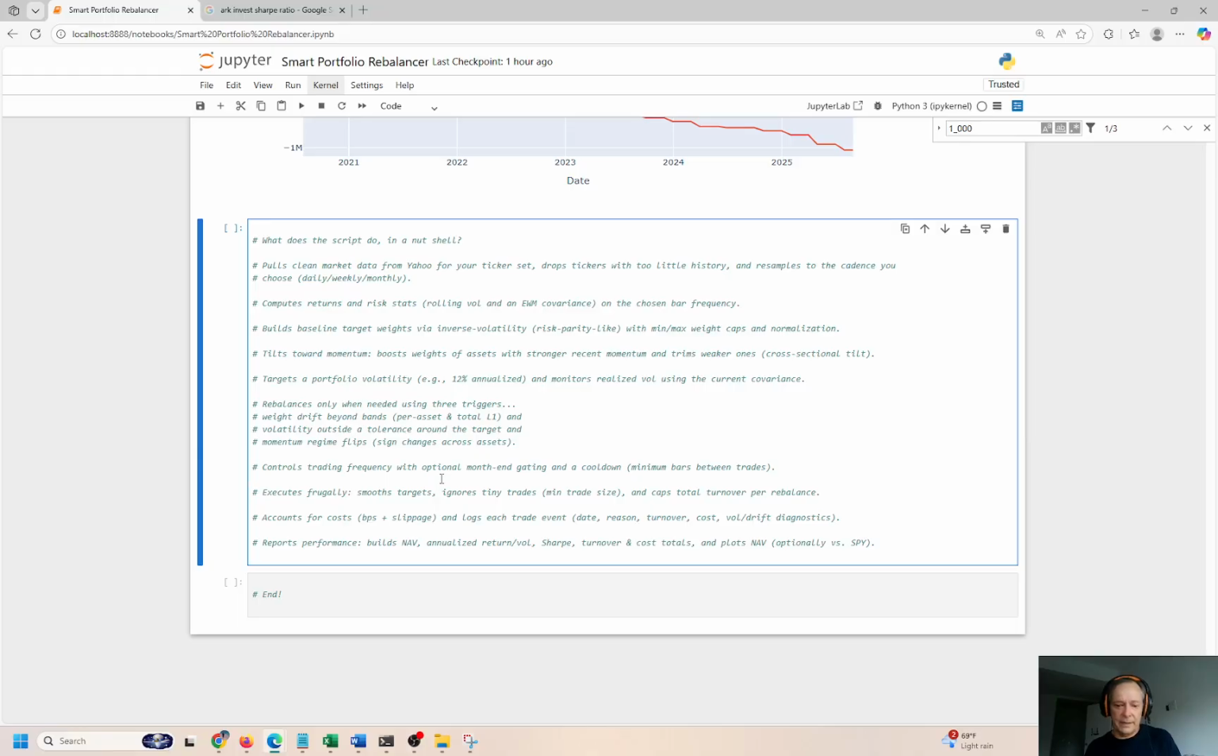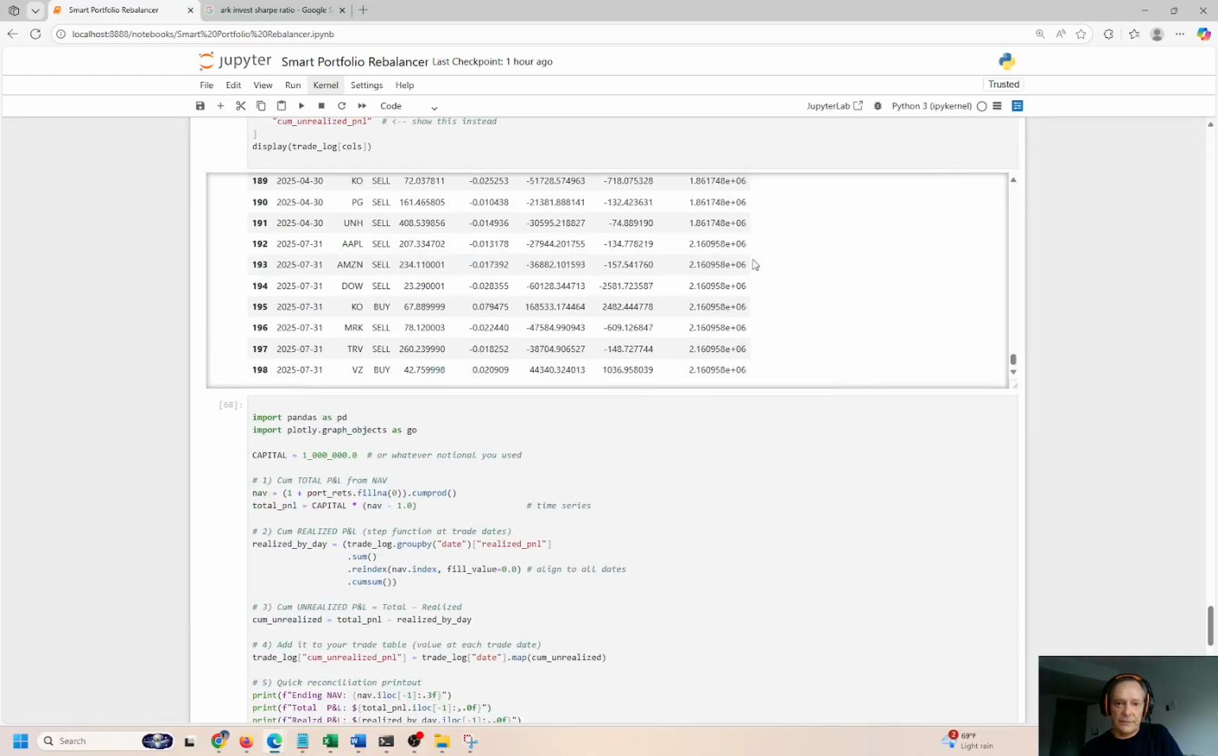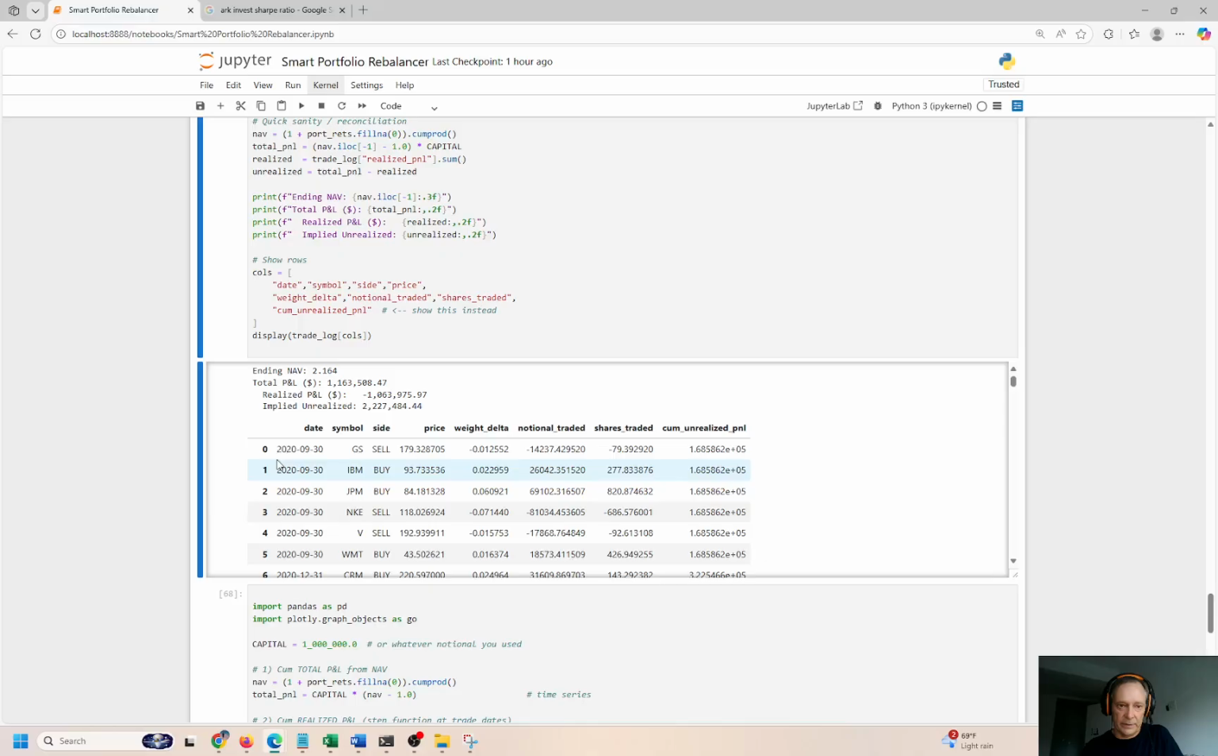It might be off by a couple of basis points or a couple of pennies. That's slippage, right? And overall, the performance is reported in these charts that I just showed you, and I showcased all the trading activity over here. This is called the trade blotter. So you can see all the activities here, including the date, signal, buy or sell, price, delta, notional, which is the beginning, shares traded, and the cumulative unrealized P&L.